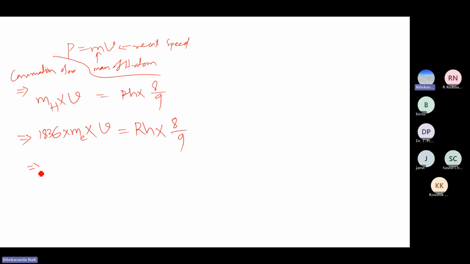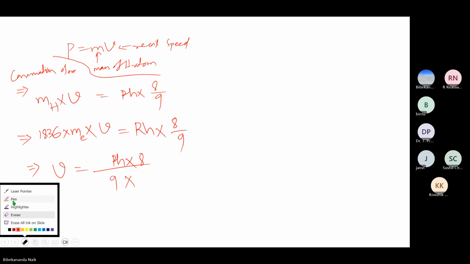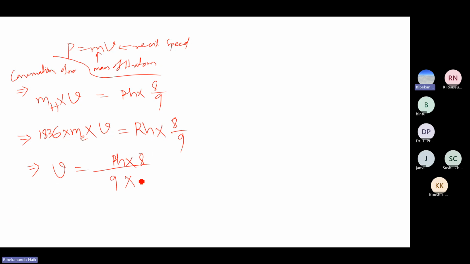So the recoil speed will be Rh into 8 divided by 9 into 1836 into Me.